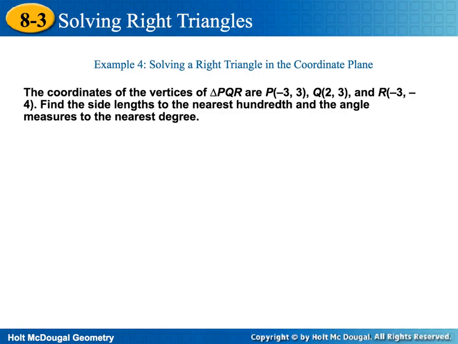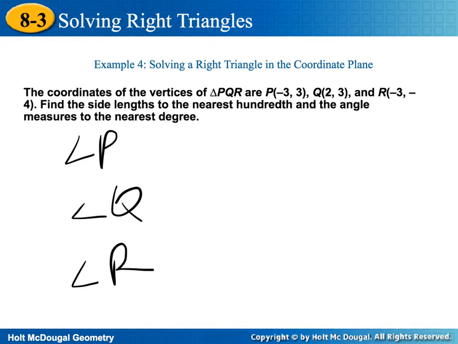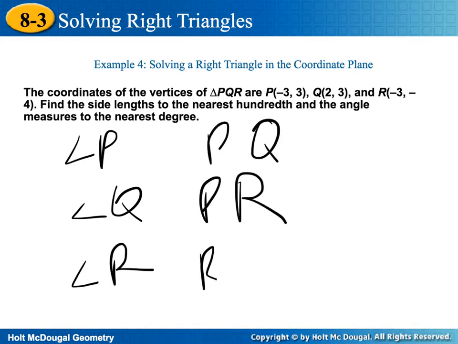All right, example 4. This is the last example. It's going to take some time. The coordinates of the vertices of triangle PQR are P(-3, 3), Q(2, 3), and R(-3, -4). Find the side lengths to the nearest hundredth and the angle measures to the nearest degree. So we are finding, again, 6 things: angle P, angle Q, angle R, side PQ, side PR, side RQ.